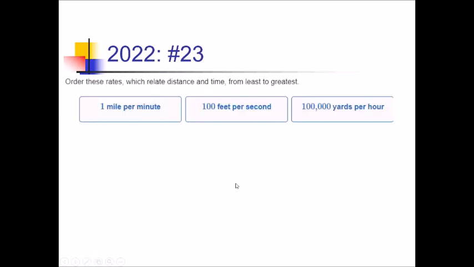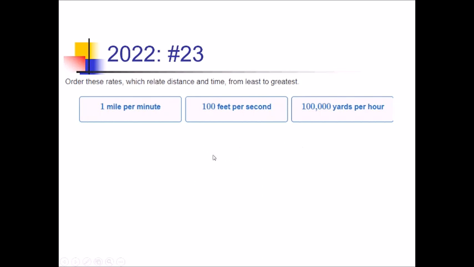On this problem, we are being asked to order these rates from least to greatest. The catch here is that these are all in different units, both in terms of distance, we have miles, feet, and yards, and also in terms of time, minutes, seconds, and hours. So I have a hunch these are all pretty close in actual value if you were to convert them into the same units, so it's not obvious which one is biggest and smallest.